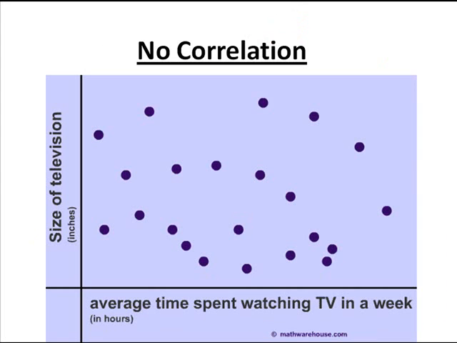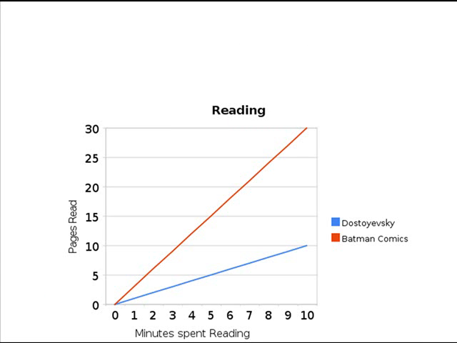Now, does everything correlate? No, it doesn't. In this given case, the average time spent watching TV does not have any correlation or any connection with the size of the television that the people are watching. You would conclude that there's no correlation or no connection between these two variables. Now let's take a look at another idea. Here you have minutes spent reading and the pages read, and it shows two different items being read, Dostoevsky and Batman comics.